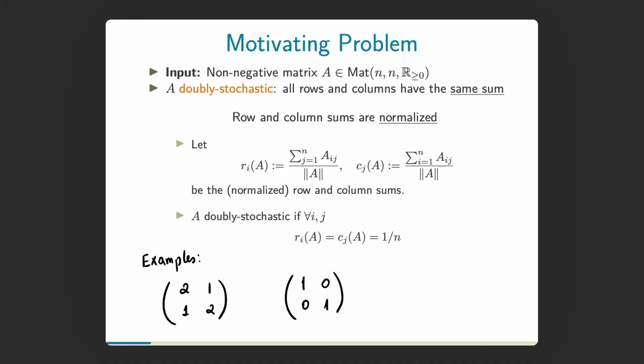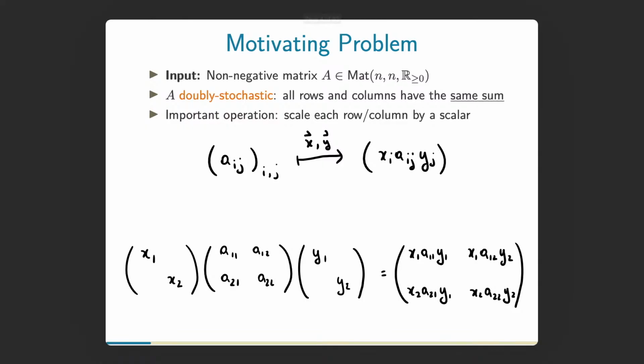Okay? Now, there's an important operation here: I can take a matrix A and scale every row. I can choose a scalar for every row, let's say x_i, and every column I can scale by another scalar y_j. So this gives me the transformation: my matrix A has entries a_ij, and I scale the ith row by x_i and the jth column by y_j.